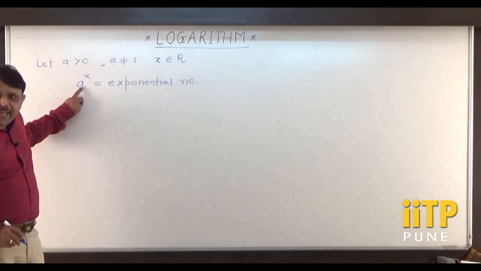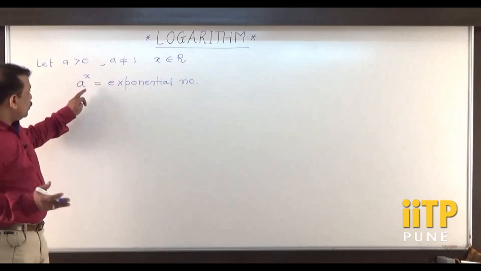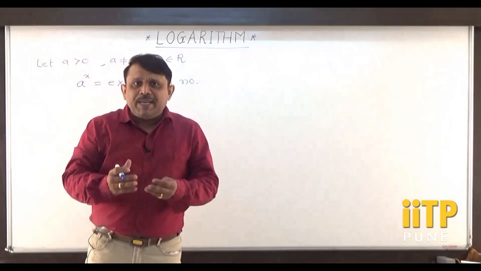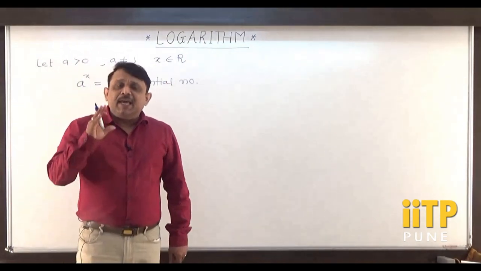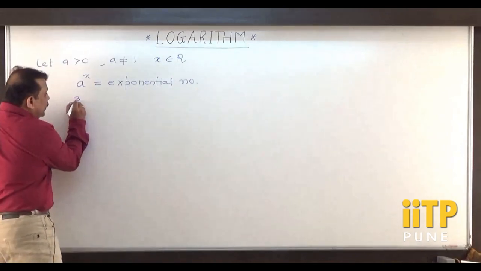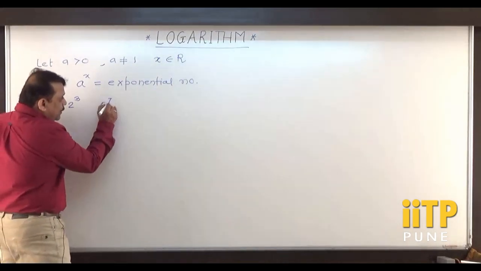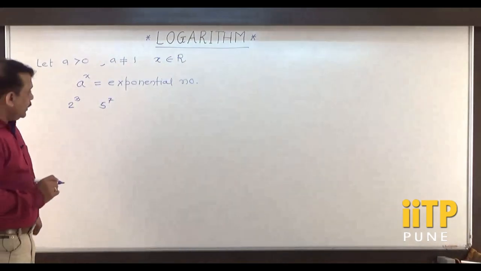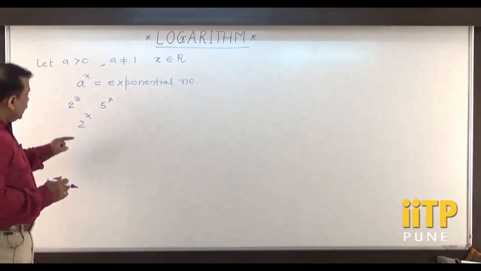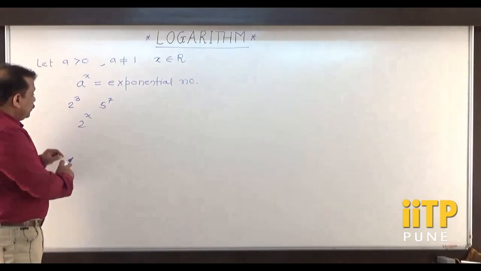So this base a, once chosen, is fixed, and let x vary. So a raised to x is then called what? Exponential number, or if x is a variable, we can treat that as an exponential function. For example, if I say 2 raised to 3, it is an exponential number. If I write 5 raised to 7, it is an exponential number. But when I write 2 raised to x and x is any real number, then this 2 raised to x is called what? An exponential function. So this is the difference.